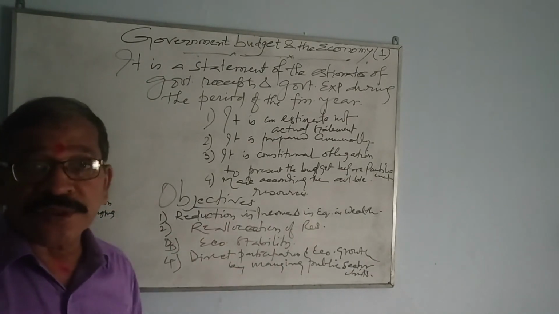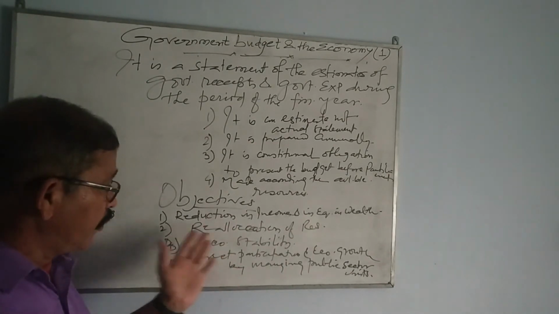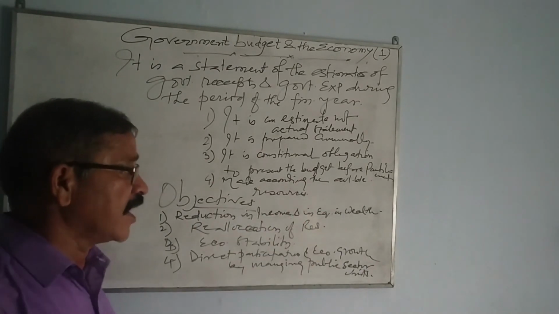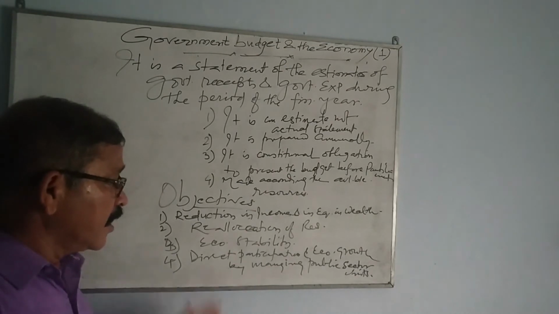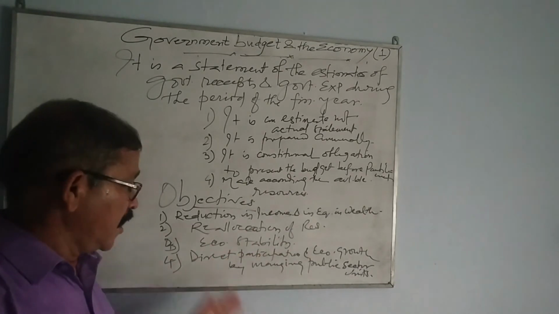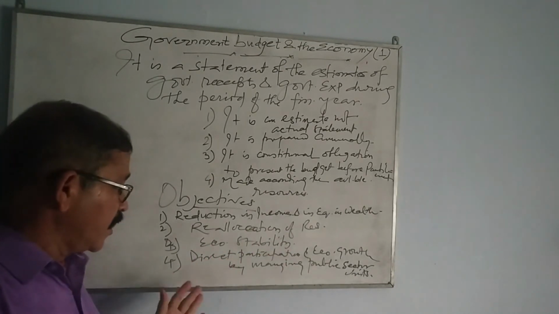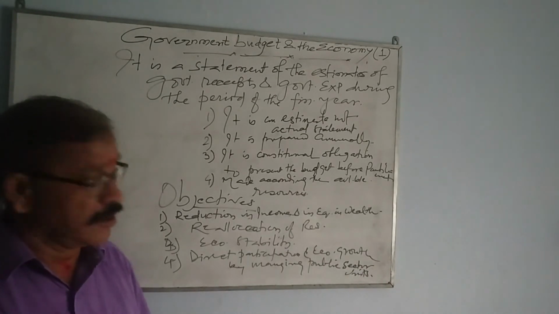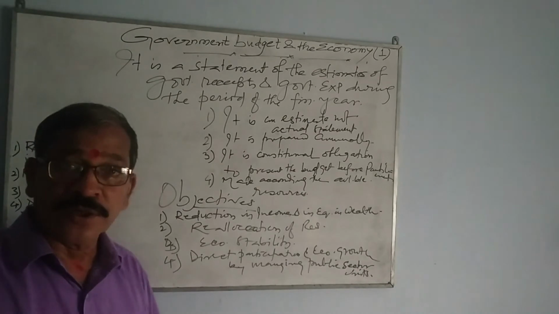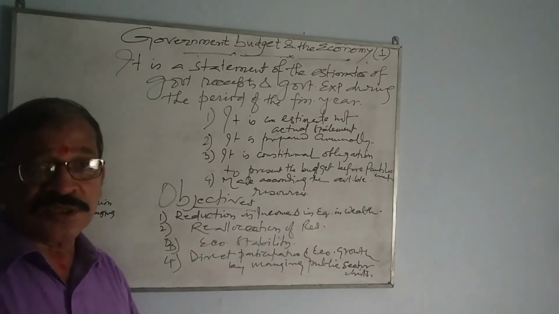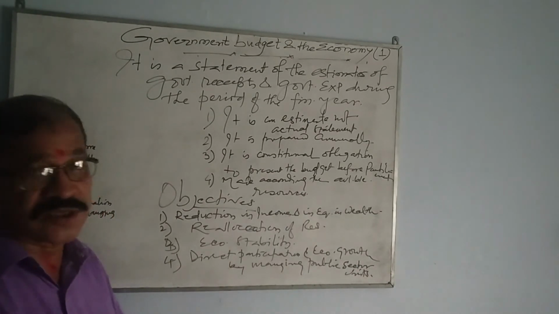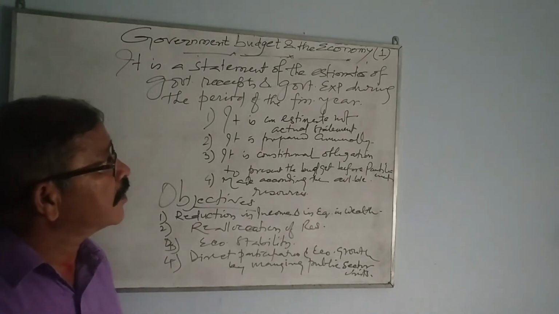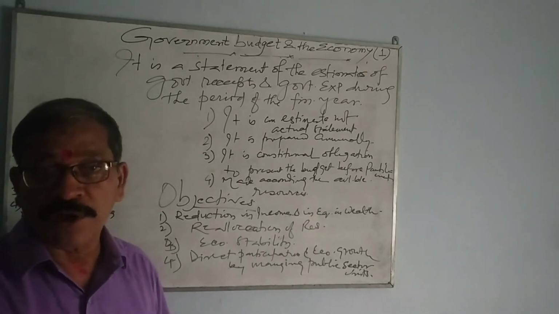Then coming to the aims and objectives of the budget, the points I have written: reduction in inequality in income and wealth, reallocation of resources, economic stability, then direct participation in economic growth by managing public sector units. So this is the first module of the lesson, Budget and the Economy.